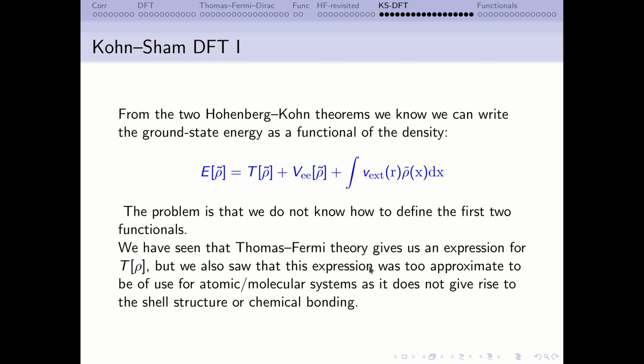So here we have this energy as a functional of rho tilde. We have a kinetic energy part, an electron-electron part, and the external potential part. This is exact. However, we don't know this, and we don't know this. So what do we do? Now, Thomas-Fermi theory gave us an expression for T, but it was approximate. Thomas-Fermi theory can also give us approximations for the electron-electron part, but it's also approximate. So what do we do?